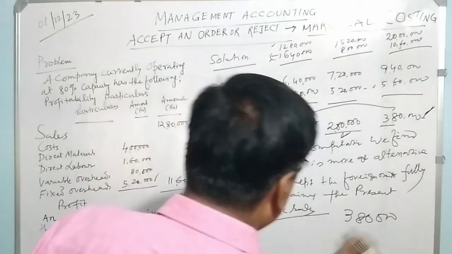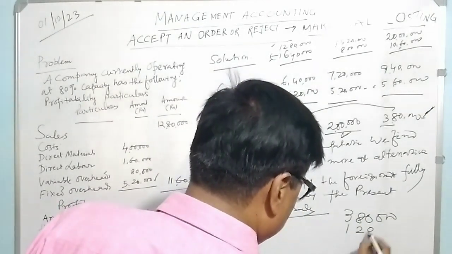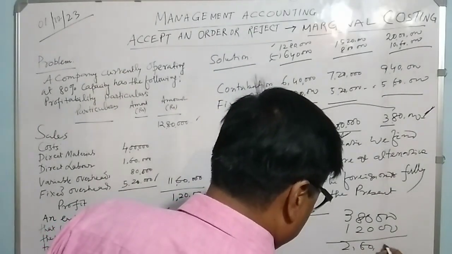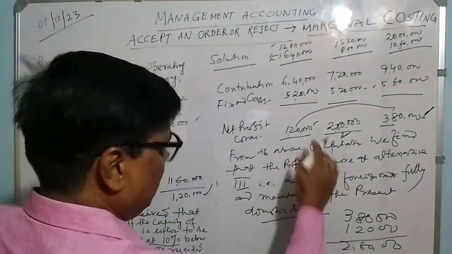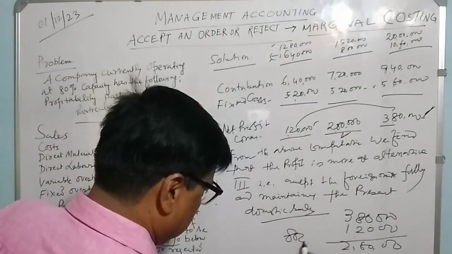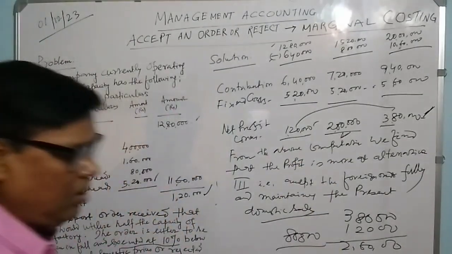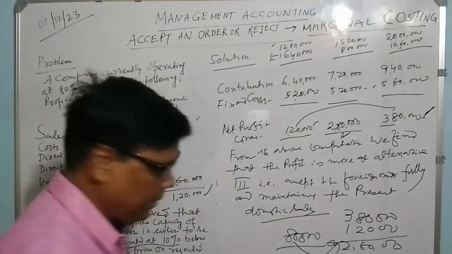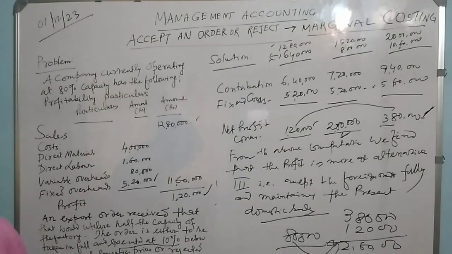So how much are you benefiting your organization? That is 2,60,000. If you go to the second option, your profit increase will be restricted to only 80,000. So a little exercise will give you the benefit. So this is the benefit.